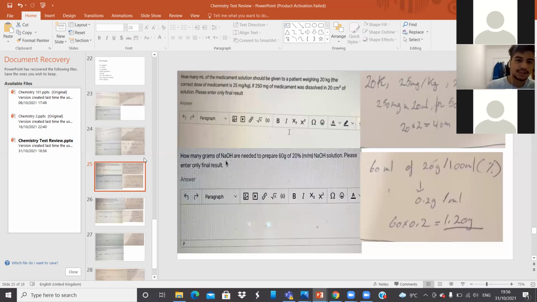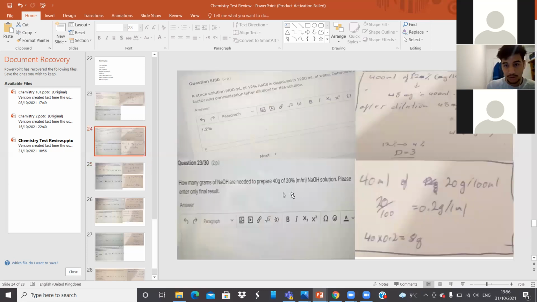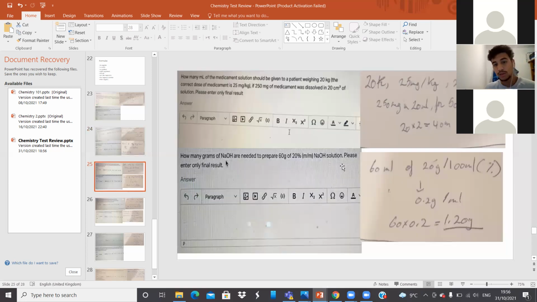Okay, and then how many grams of sodium hydroxide? So this is essentially the same as this question, just using different numbers. 60 grams of 20%. When I see percent straight away, I'm thinking grams per 100 milliliters of sodium hydroxide. So first of all, I need to find the number of grams in 1 milliliter and then multiply that by 60. So again, 20 over 100 is what?